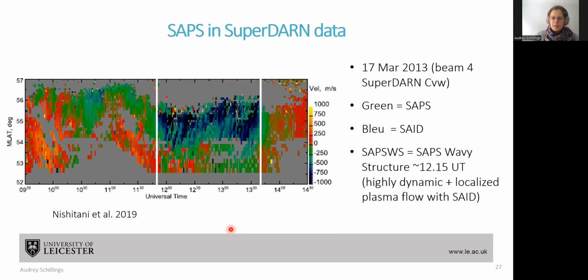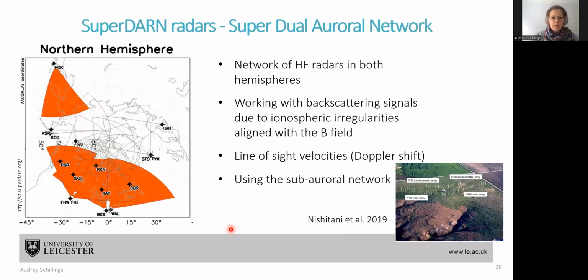So how do you find SAPS? Basically you use this network of radars, the SuperDARN radars. SuperDARN stands for Super Dual Auroral Radar Network. It's a network of HF radars, and they are in both hemispheres. In this plot here on the left, I only showed you the northern hemisphere with the network.